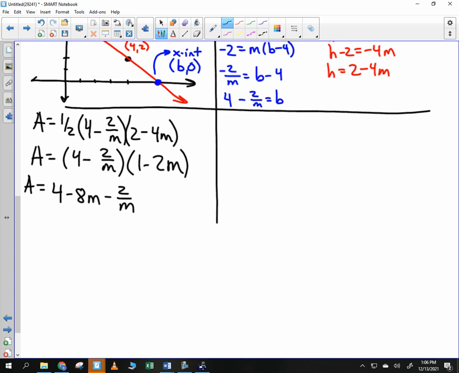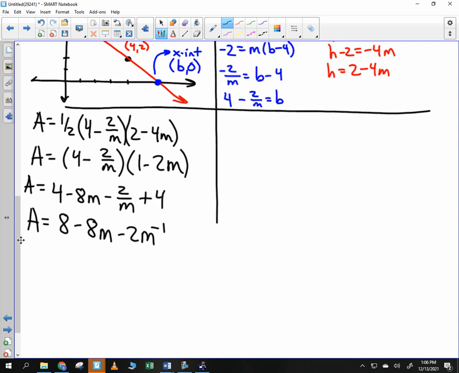And then when I take negative 2 over m times negative 2m, what's going to happen to the m's? Isn't that nice? It's really nice. So you just get what? You get just plus 4. And doesn't that just connect with the other 4? So you have area is equal to 8 minus 8m minus 2m to the negative 1. It is 2m to the negative 1, right?